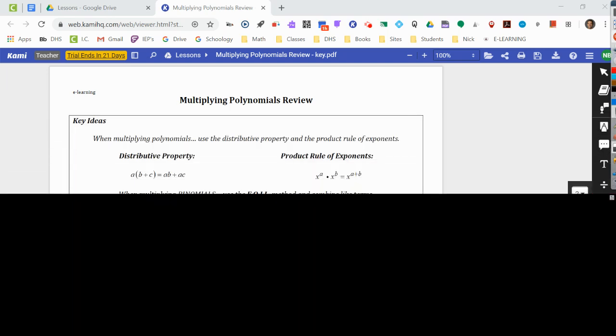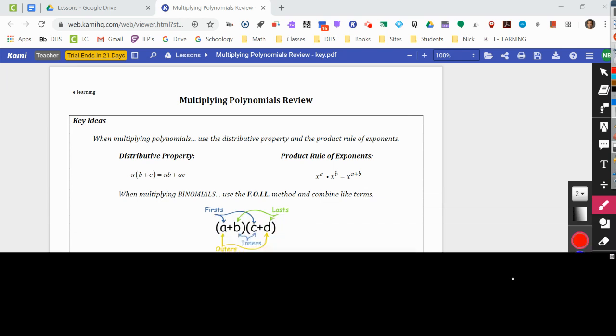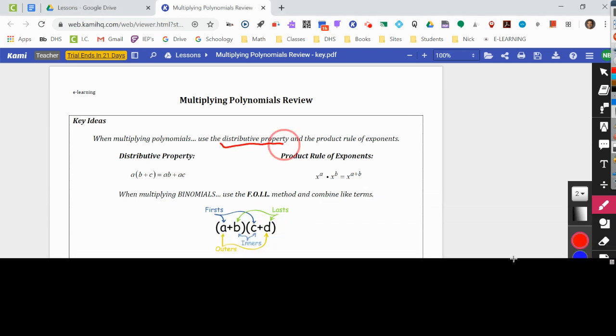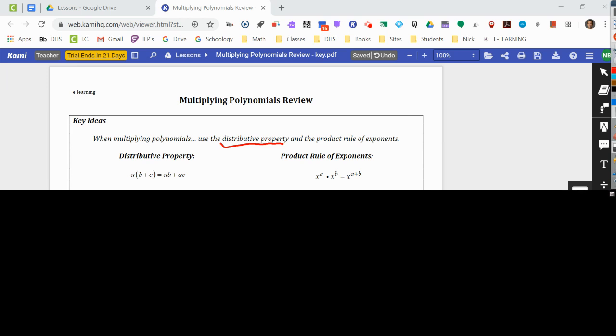Some key ideas, right? When we multiply polynomials, we're going to use that distributive property, and we're also going to use this product rule of exponents. All right, again, you guys know this distributive property, right? This is where we multiply here. And then for this product rule of exponents, hopefully you guys looked over the notes and the comments I made on your homework, all right?